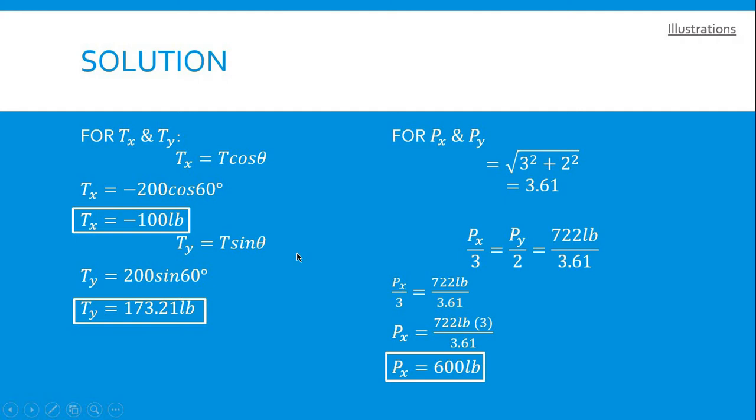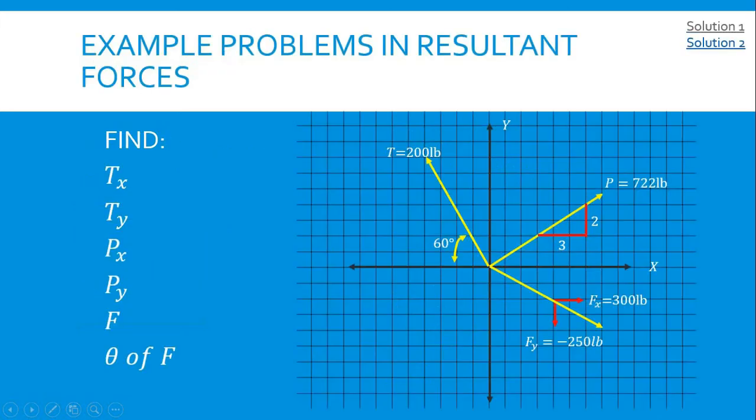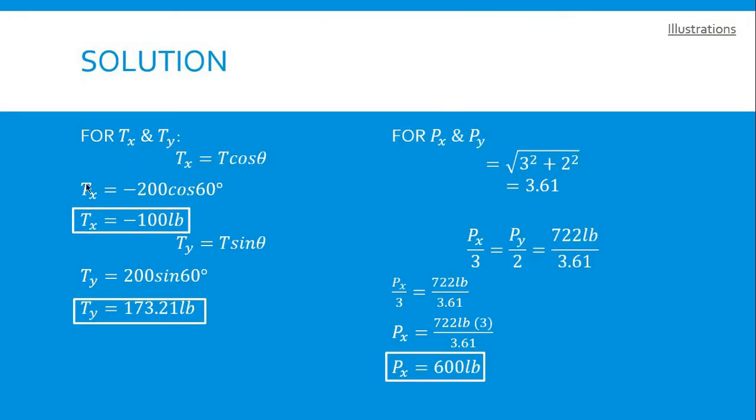In getting T of x and T of y, we must first get the formula. T of x is equal to T cosine theta. Since the force T is equal to 200 pounds, and an angle of inclination of 60 degrees is located at the second quadrant of the Cartesian plane, x is negative and y is positive. So we get negative 200 cosine 60, so that T of x is equal to negative 100 pounds.